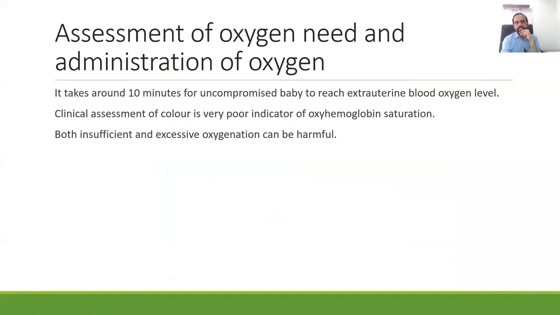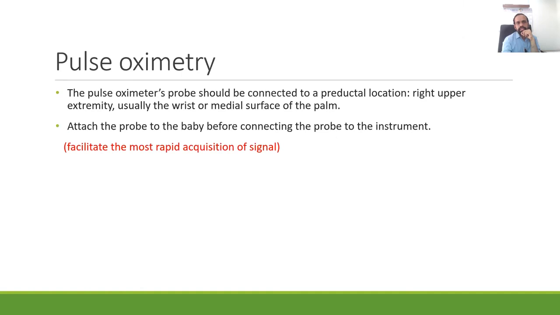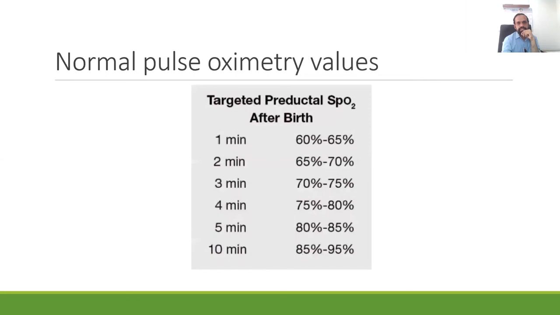So it takes around 10 minutes for the baby to reach saturation of more than 90. The assessment you should do is by seeing the chest rise and rise in heart rate. And as I have told, the pulse oximeter should be connected before resuscitation. This is the normal increase in pulse oximetry values.